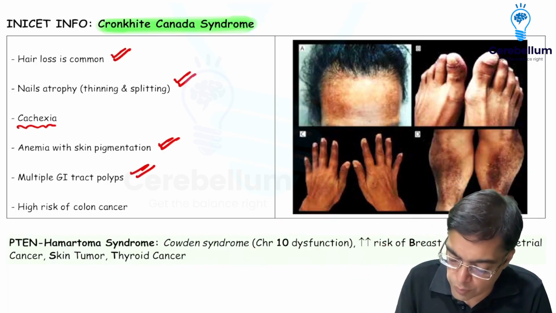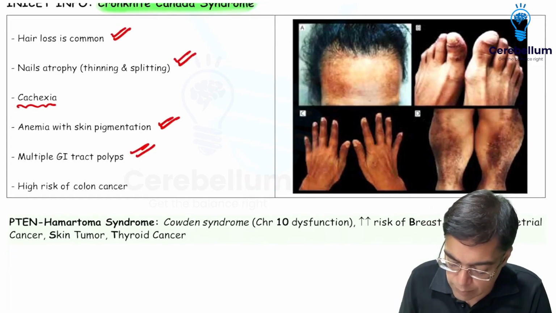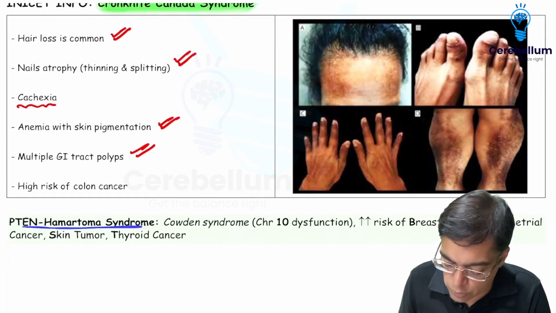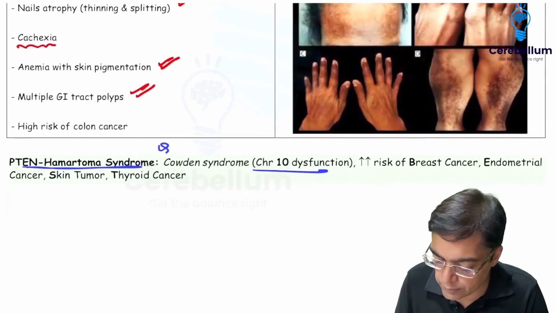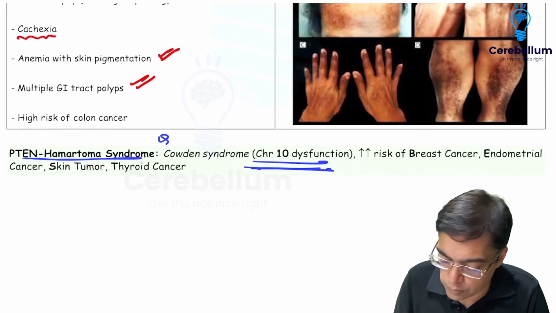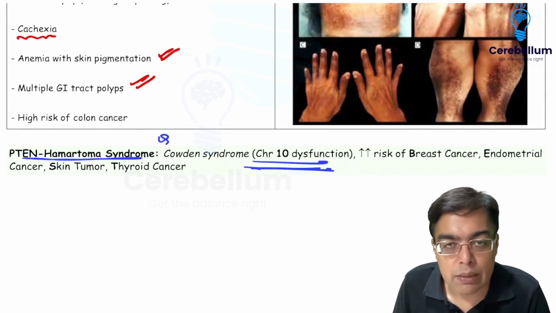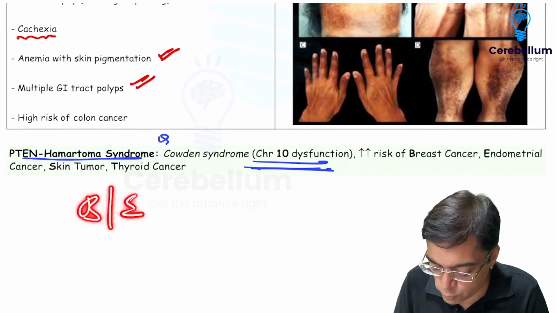We were asked a question in the 2022 exam about a syndrome that is given the name of the PTEN hamartoma syndrome, and that's also been given the name of the Cowden syndrome. In Cowden syndrome, you have the involvement of chromosome number 10. What these patients are going to be having is what a lot of you would be remembering.